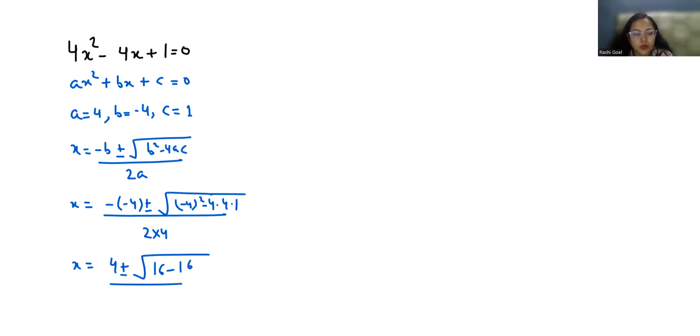So, x = (4 ± √0) / 8. So, x has only one root, that is 4/8, which is equal to 1/2.